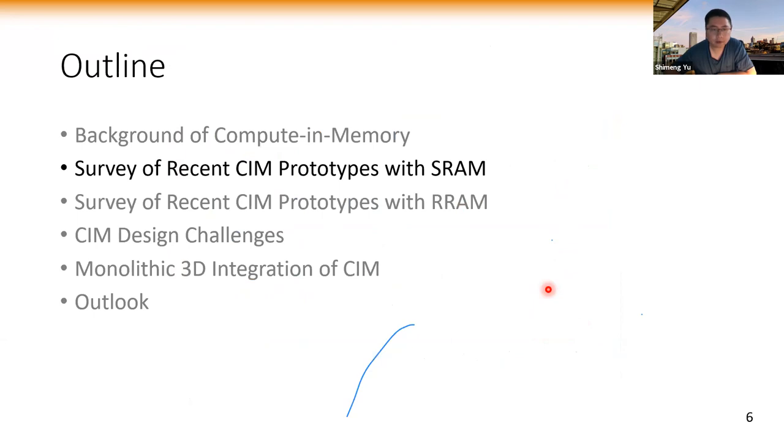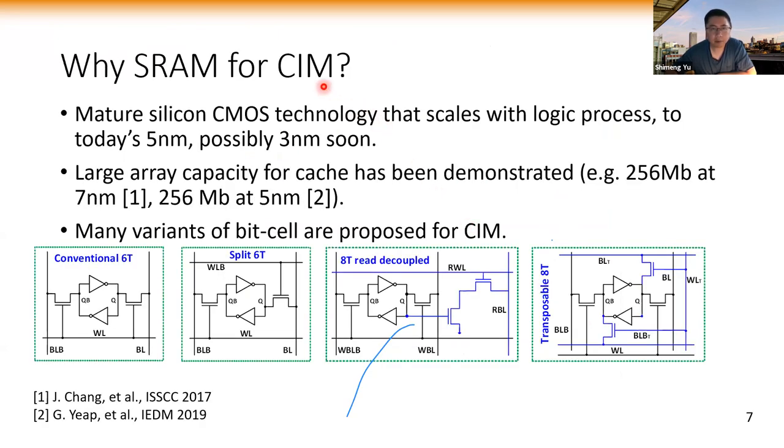So here then, let's first talk about the SRAM implementation. Why SRAM for the computing memory? First of all, SRAM is a mature silicon CMOS technology that scales well with the logic process. So today we have the 5-nanometer process available, and possibly the industry will introduce 3-nanometer very soon, in one or two years. So large array capacity has been demonstrated for cache applications. For example, at the 7-nanometer node or 5-nanometer node, the industry has already demonstrated a 256 megabit SRAM cache. So this is 32 megabytes if it's 8-bit precision. So 32 megabytes can hold some reasonably sized neural network model already.